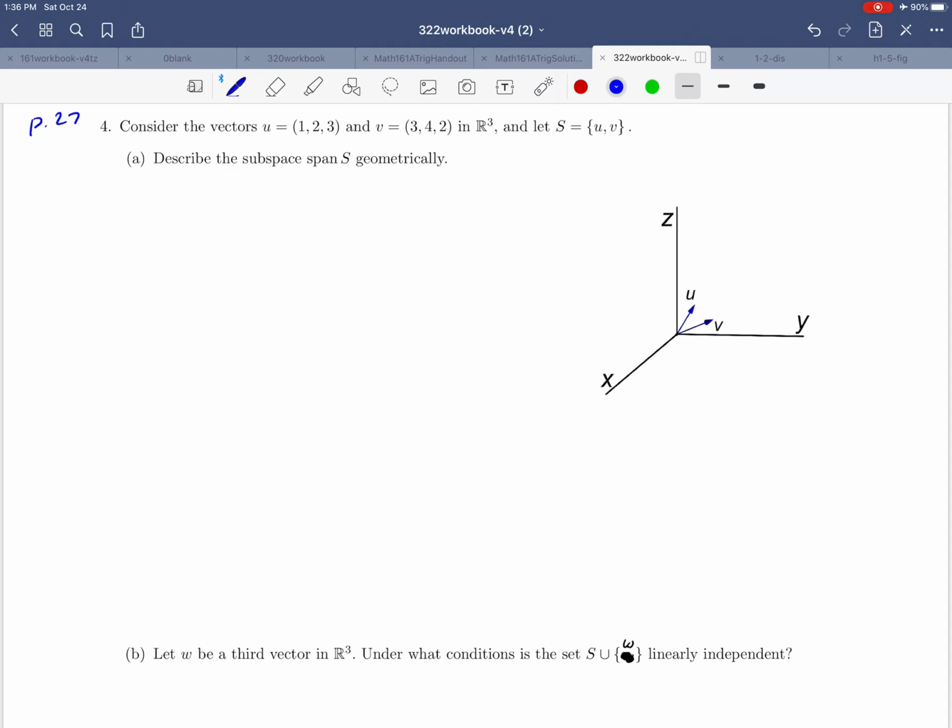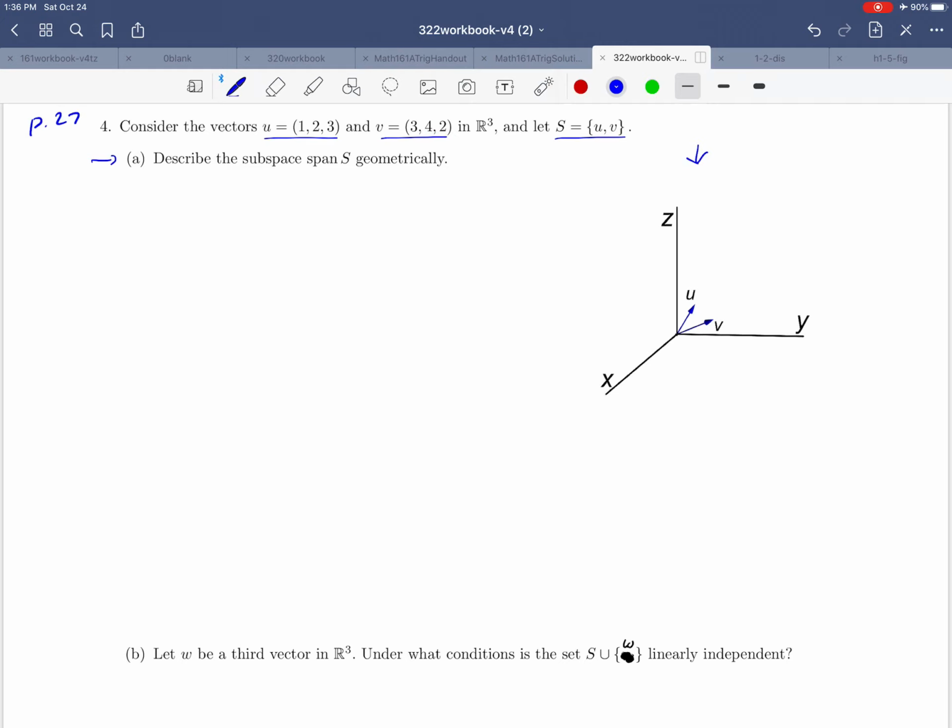So they'd like us to consider the vectors u equals (1, 2, 3), v equals (3, 4, 2). They're giving us a three-dimensional sketch of what those two vectors look like. And then let S be the set that just contains those two vectors. The first thing they'd like us to do is to describe the subspace span of S geometrically.